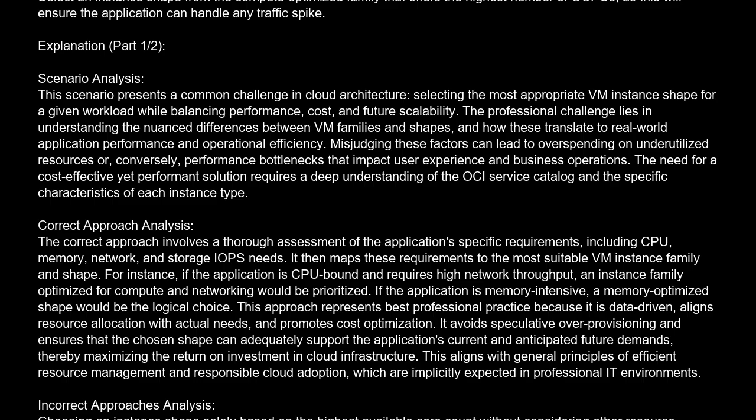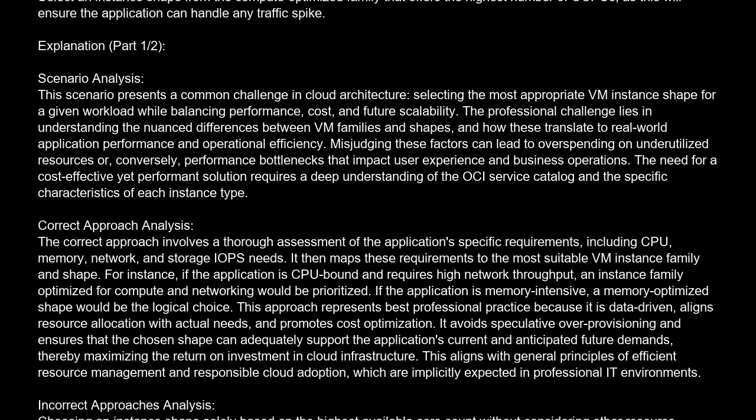Explanation. Scenario analysis. This scenario presents a common challenge in cloud architecture, selecting the most appropriate VM instance shape for a given workload while balancing performance, cost, and future scalability. The professional challenge lies in understanding the nuanced differences between VM families and shapes, and how these translate to real-world application performance and operational efficiency.